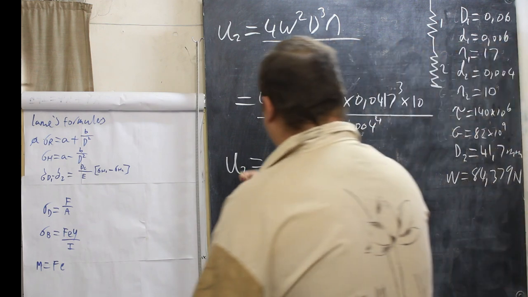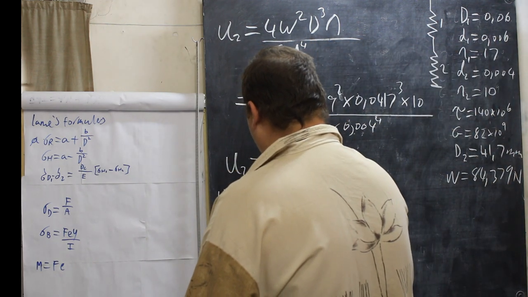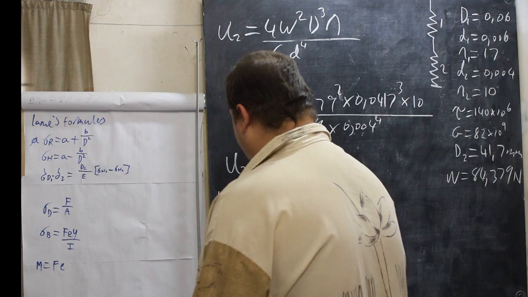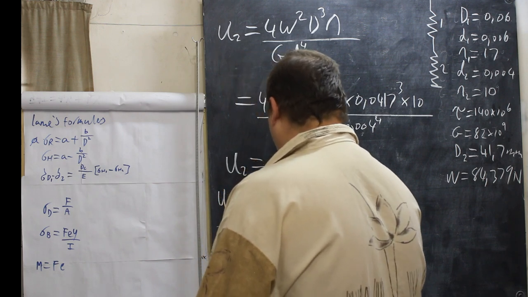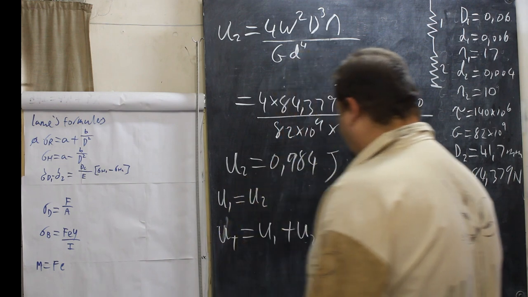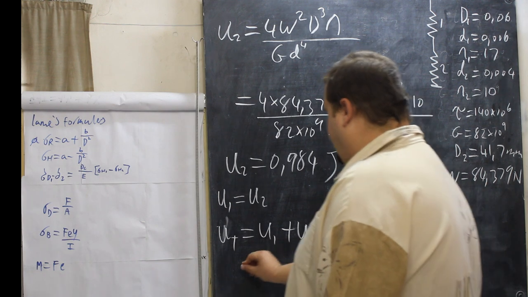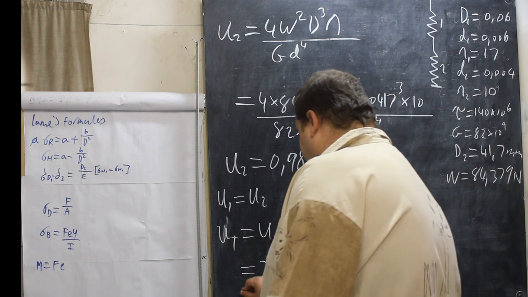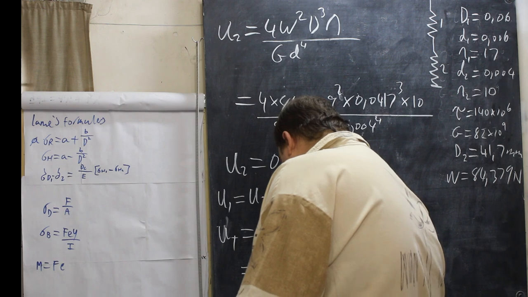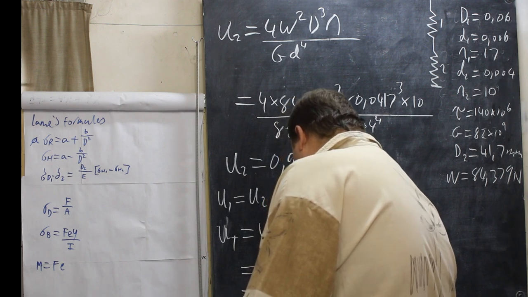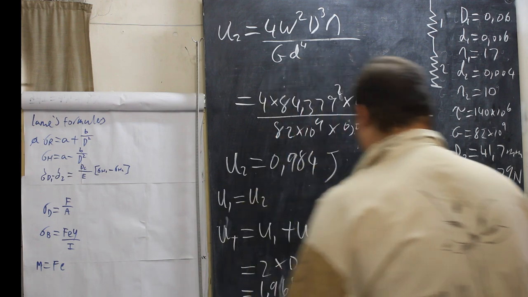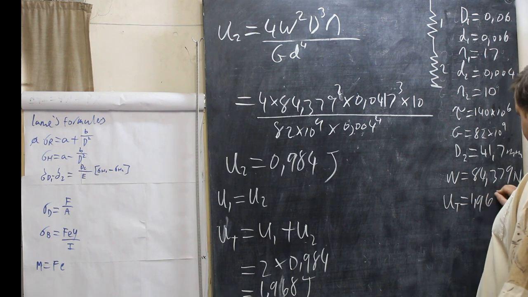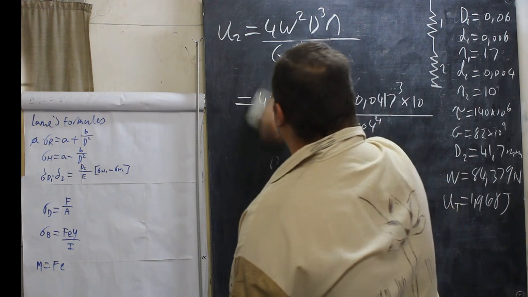So now all we have to do is, because U1 equals U2, UT is U1 plus U2. So it's both equal, so it is 2 times 0.984, which is 1.968 joules. So UT equals 1.968 joules. There's number 5 and then there's number 6.